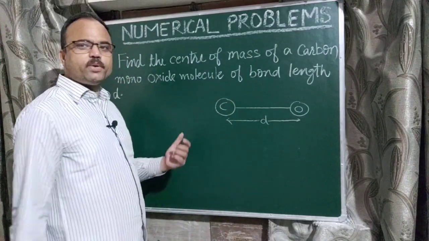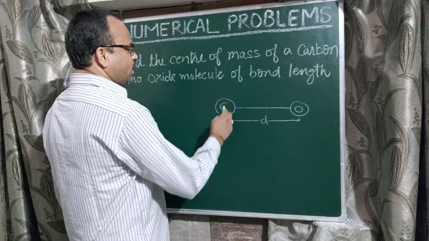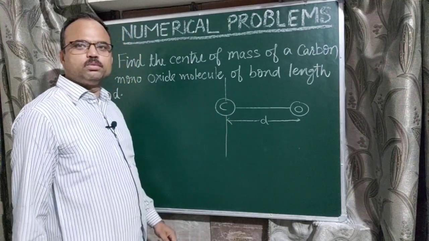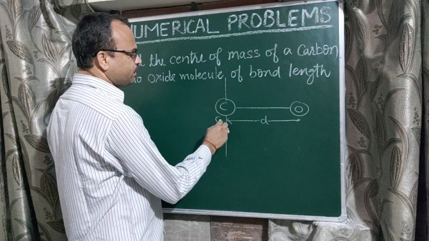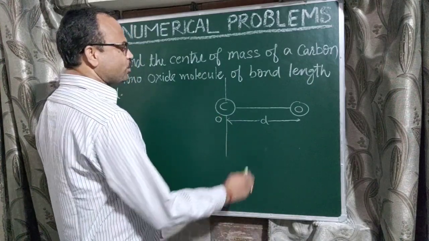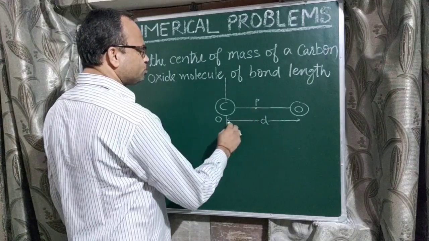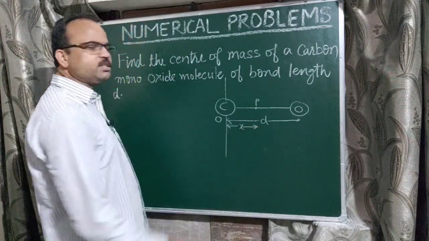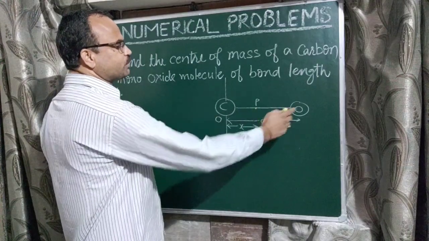Suppose first we assign the origin. So this is the axis which passes through point O. Let us suppose the axis passes through point O, so this point may be taken as origin. And suppose the center of mass is at point P, whose distance from the origin is x. So we have to find this distance x, because it is the distance of the center of mass of this molecule.